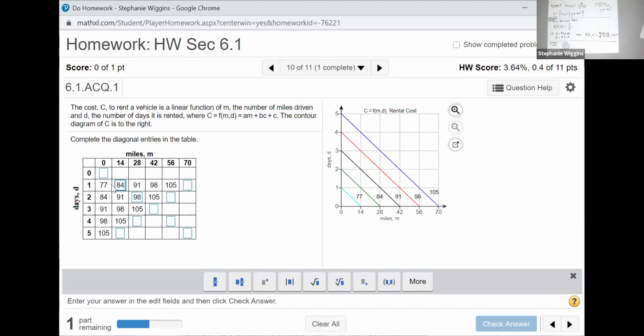And what you'll notice is as you go from 77 to 84 to 91 to 98, you're adding a constant. 77 plus 7 is 84. 84 plus 7 is 91. 91 plus 7 gives me 98. 98 plus 7 gives me 105. So 105 plus 7, this box is going to be 112. And because this sits on the diagonal, all of these boxes here are going to be 112.